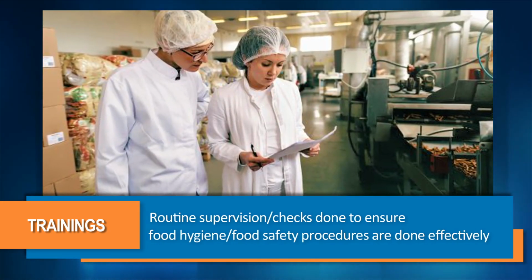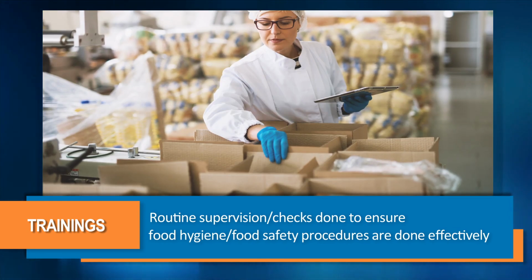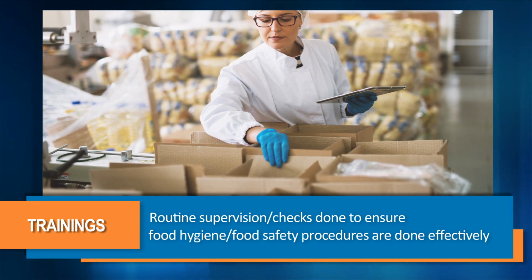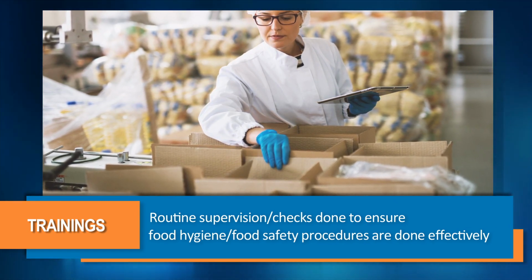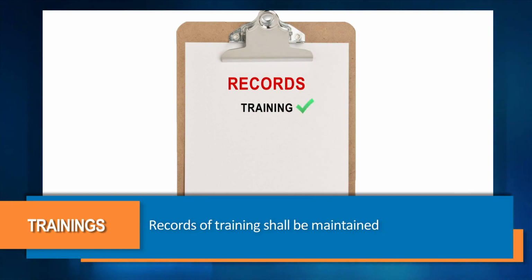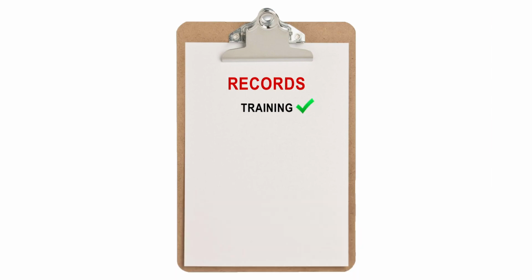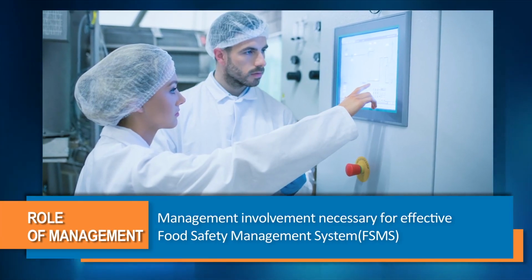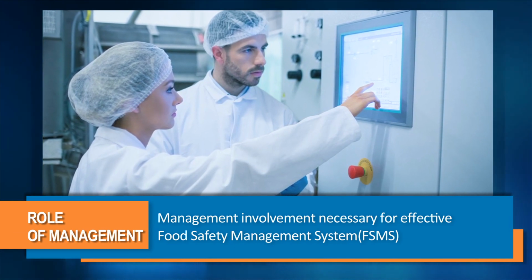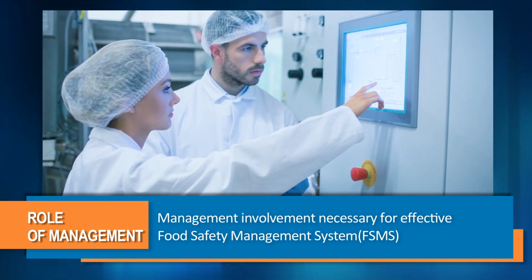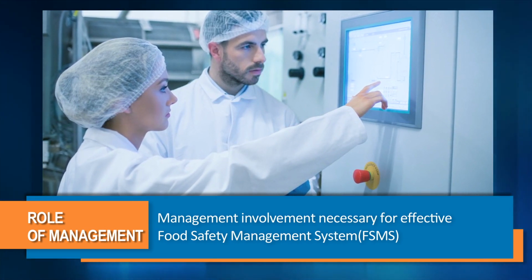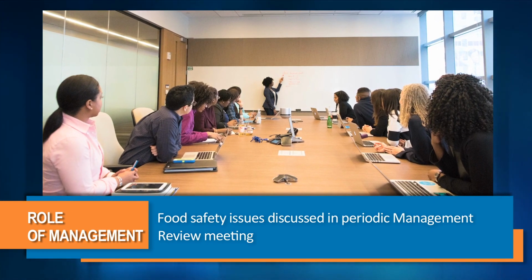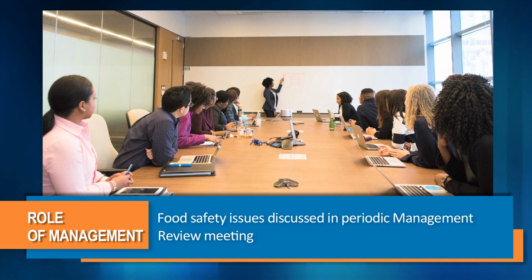Routine supervision and checks shall also be done to ensure that food hygiene and food safety procedures are being carried out effectively by the food handlers. Records of training shall be maintained. The management involvement is necessary for an effective food safety management system, FSMS, in the food businesses. The food safety issues shall be discussed in periodic management review meetings.